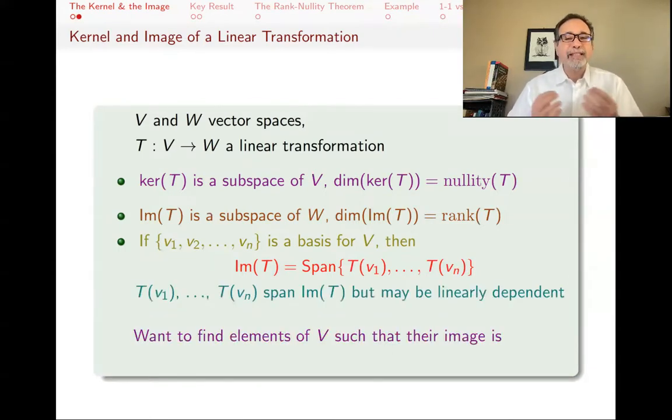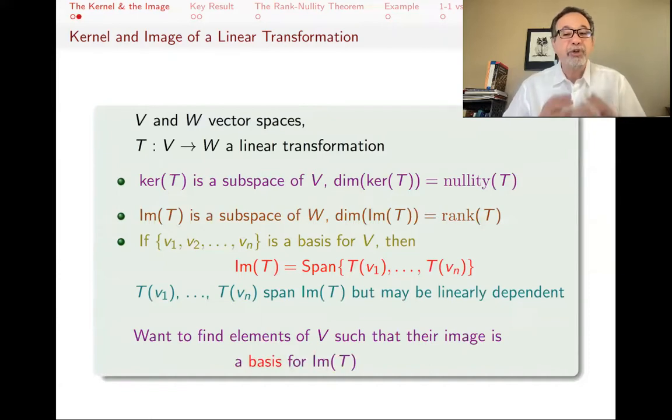What we want to do basically in this lecture is to know what are the elements of V that we can send over so that their image is actually a basis, not just a spanning set, but a basis for the image of T. And this is for any linear transformation from V to W. We cannot talk about the kernel if T is not a linear transformation. We can talk about the image regardless of whether or not T is a linear transformation, but neither one will be a subspace if T is not a linear transformation.